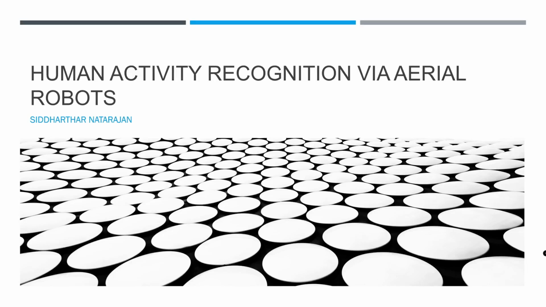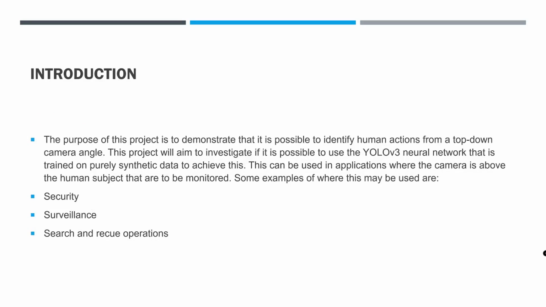This project is based on human activity recognition by aerial robots. The purpose of this project is to demonstrate that it is possible to identify human actions from a top-down camera angle. The project will aim to investigate if it is possible to use a YOLO v3 network that is purely trained on synthetic data. There are many applications where a top-down camera angle would be useful. Some examples would be security, surveillance, search and rescue operations.